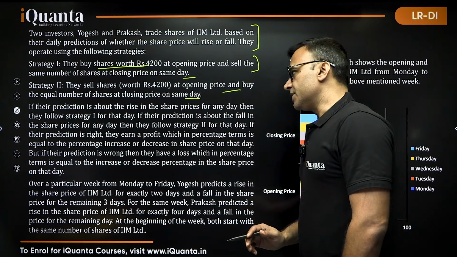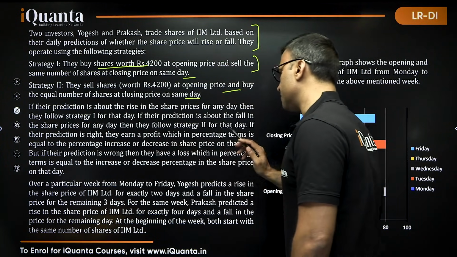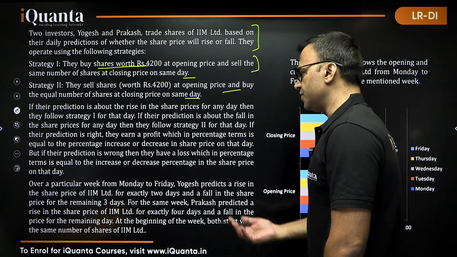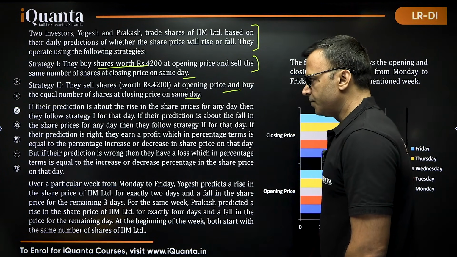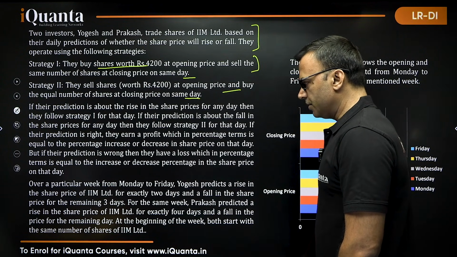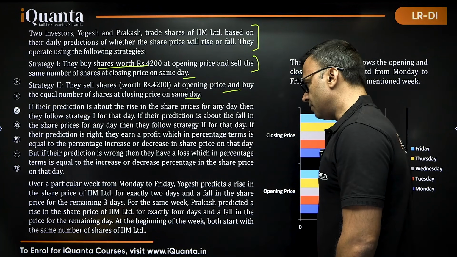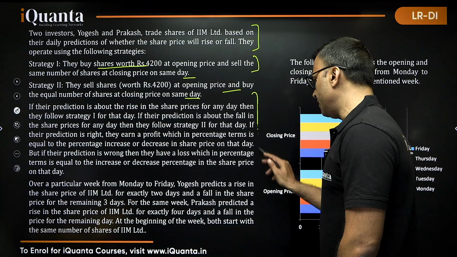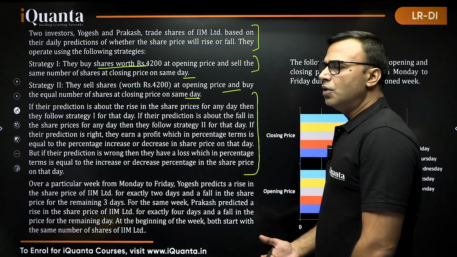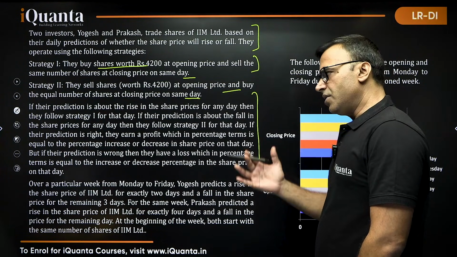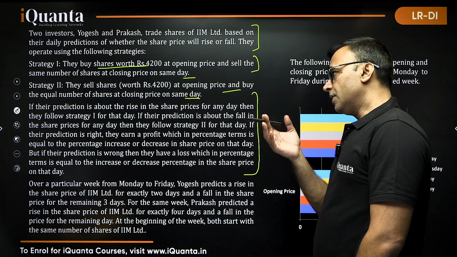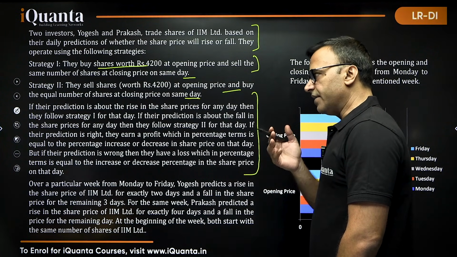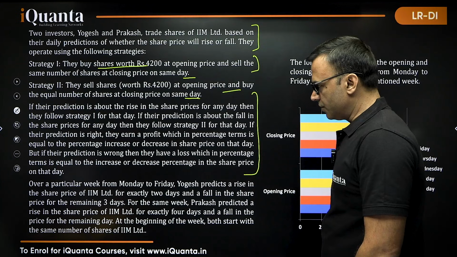If the prediction is right, they earn a profit, which in percentage terms is equal to the percentage increase or decrease in the share price on that day. But if the prediction is wrong, then they have a loss, which in percentage terms is equal to the increase or decrease. So till this point, I don't see anything new or extra. Very normal, simple things. Price goes up and we have bought it, there will be a profit. If price goes up and we have sold it, there will be a loss, and so on and so forth.